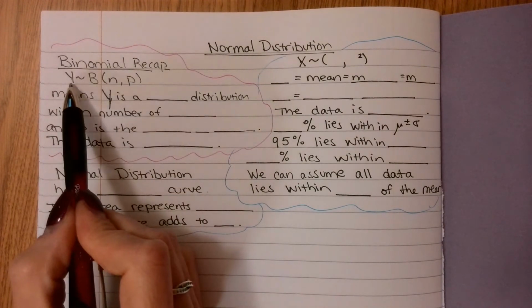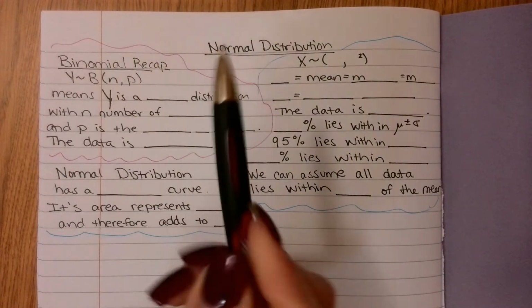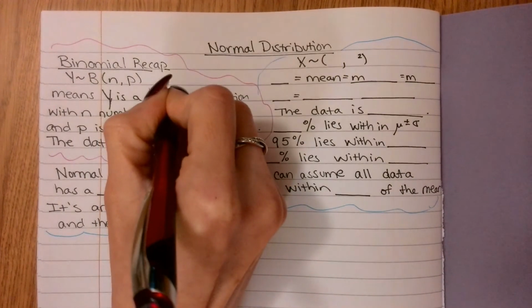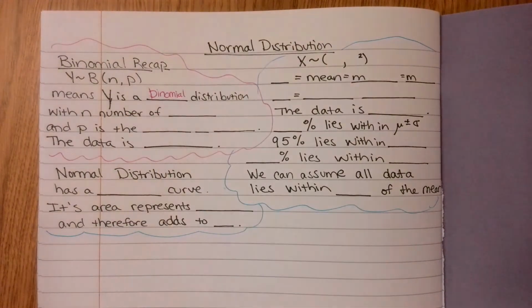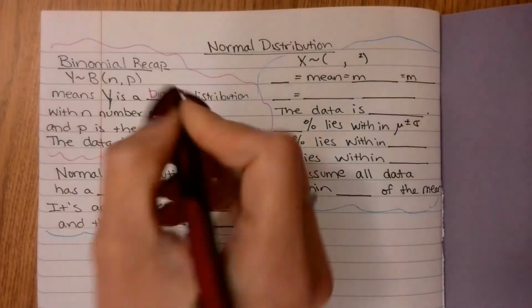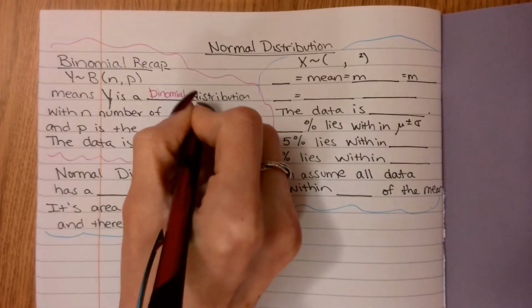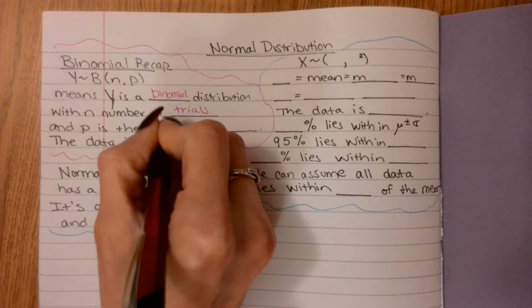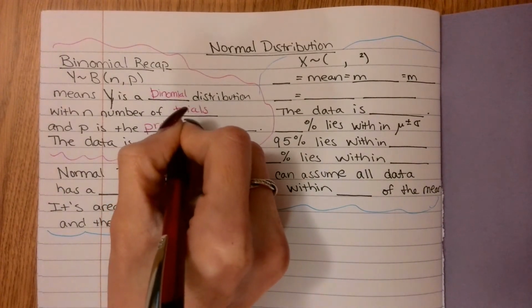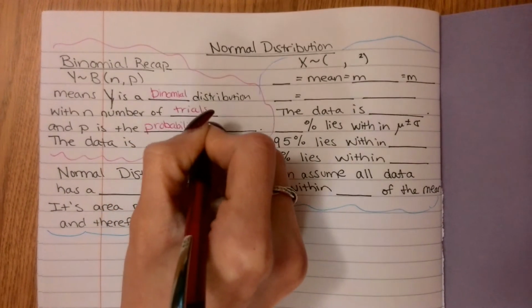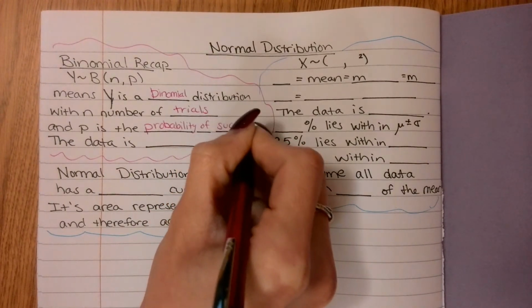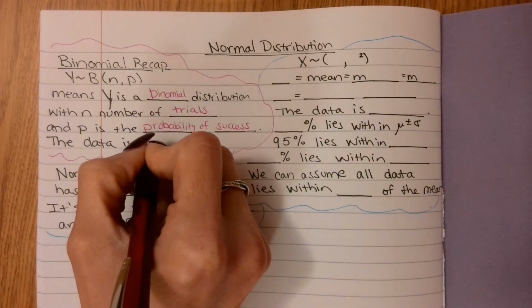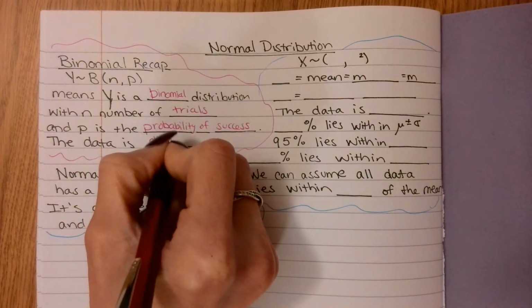Binomial recap. Y is distributed B, which means it's a binomial distribution, with n being the number of trials that you do, and p is the probability of success. And the data for binomial is discrete.